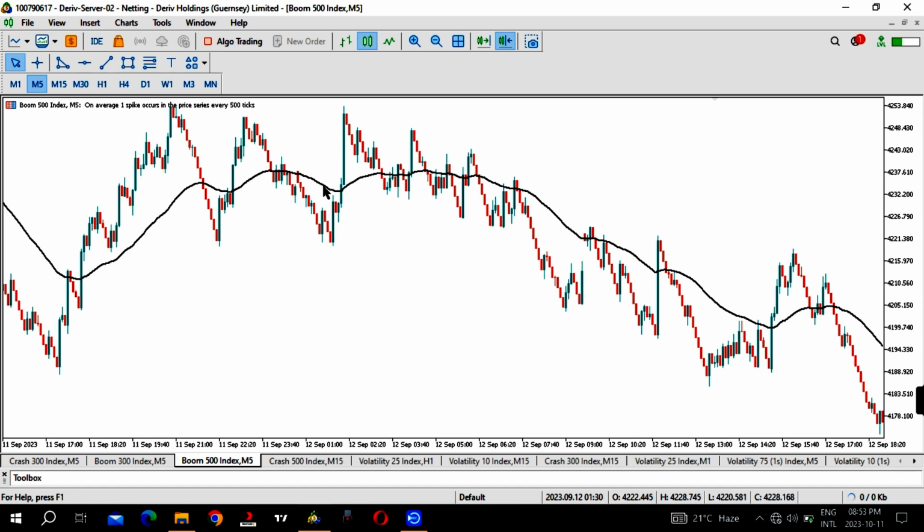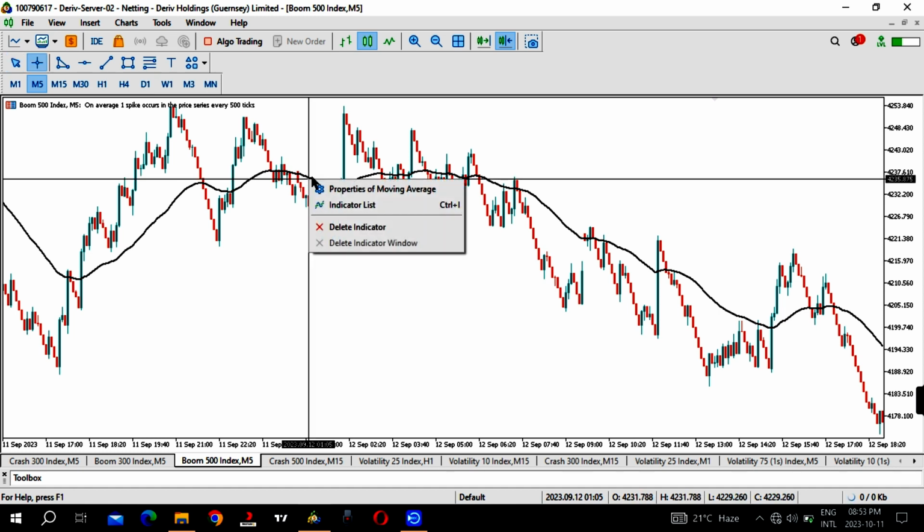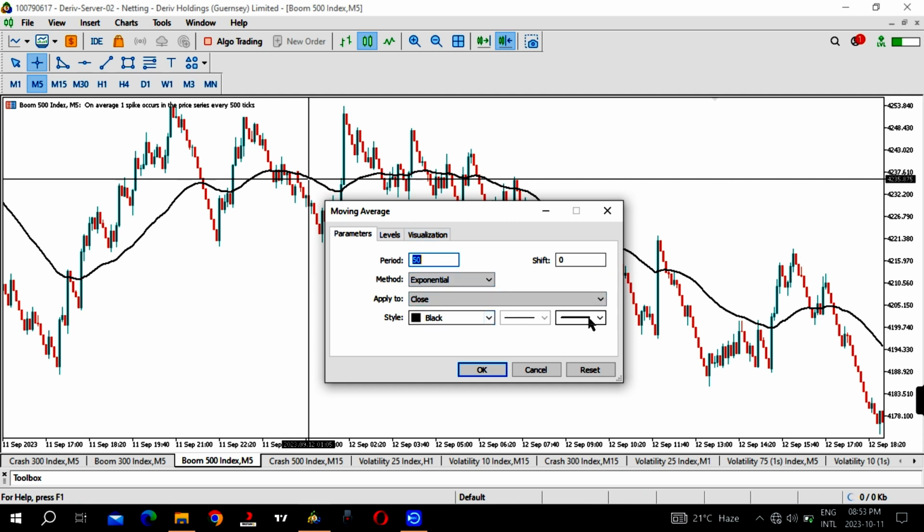Oh, it's too thick. I don't like thick things. Not those things that you're thinking about. Oh yes, I've got dirty minds, right? So I just change this thickness to 1 pixel.